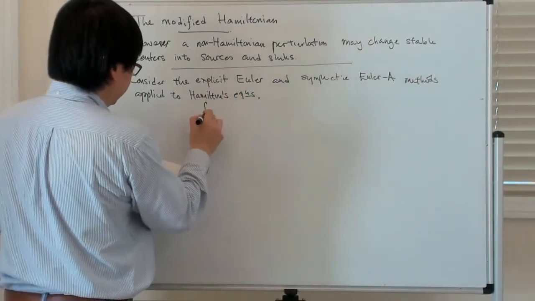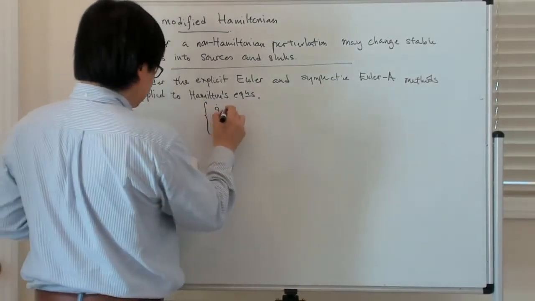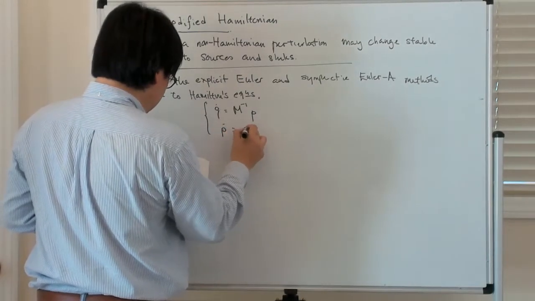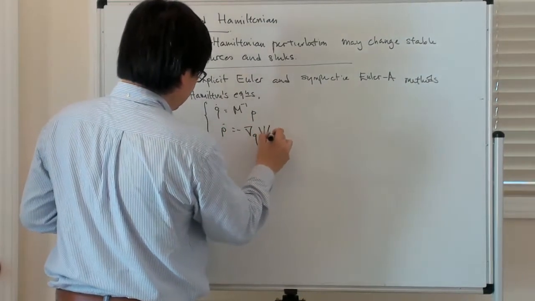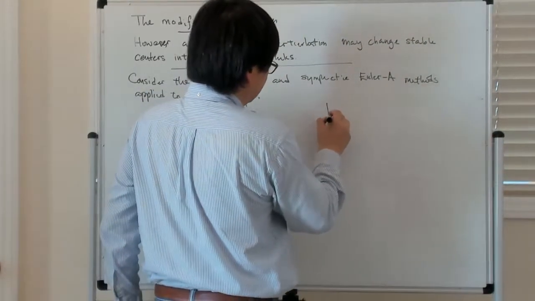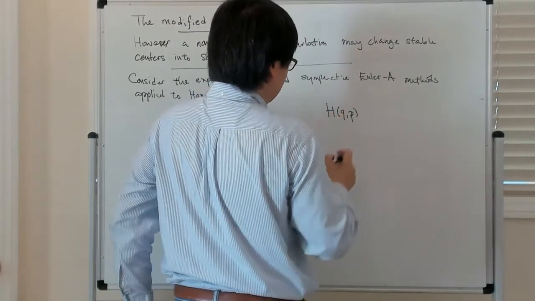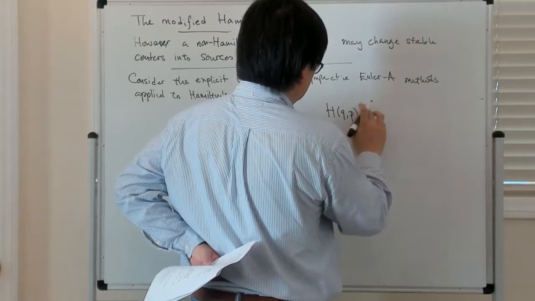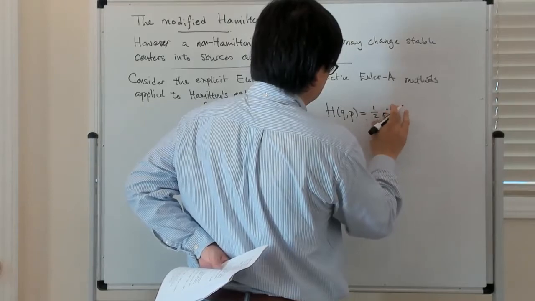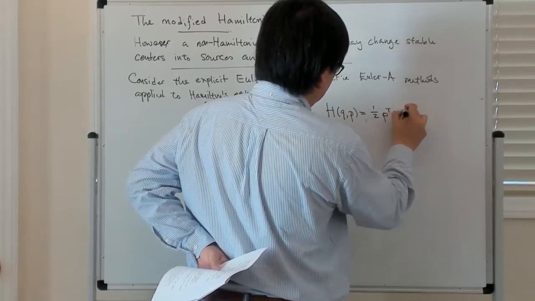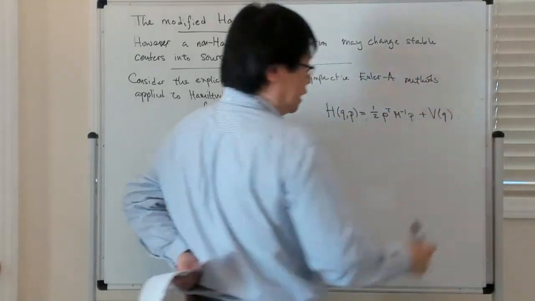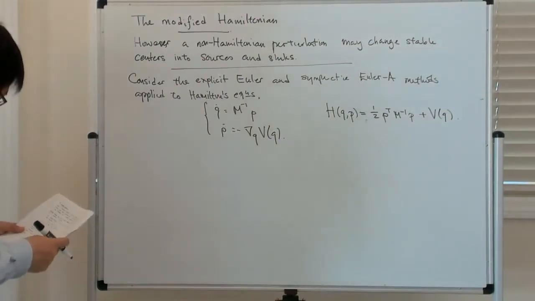Okay, so if you recall, Hamilton's equation says that q dot is equal to M inverse p, and then p dot is equal to the negative gradient of the potential at q. So this is sort of a mechanical system. This is Hamilton's equations for the Hamiltonian given by one half p transpose M inverse p plus V of q. So it's just a kinetic energy and potential energy separable Hamiltonian.